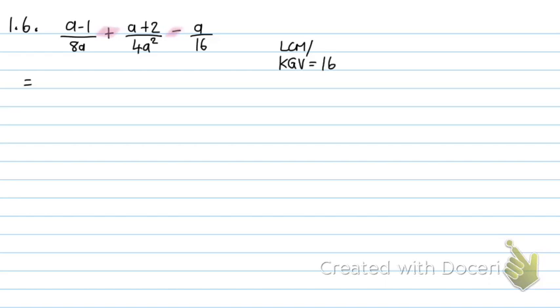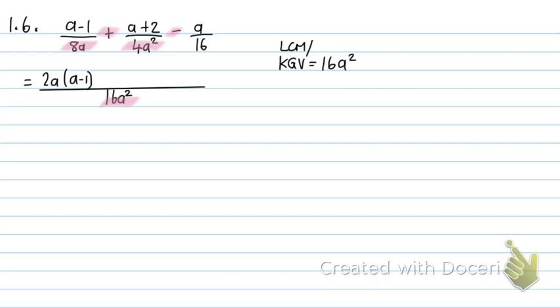Number 1.6. A minus 1 over 8a plus a plus 2 over 4a squared minus a over 16. Now I see I have pluses and minuses, so I need to find an LCM. The LCM in this case will be 16a squared. So I write that once and I make a long line. First I ask myself, what do I multiply 8a with to get 16a squared? It's 2a, so it's 2a times a minus 1.